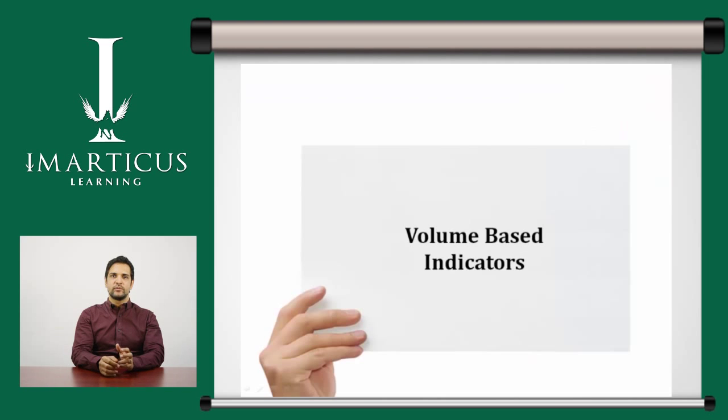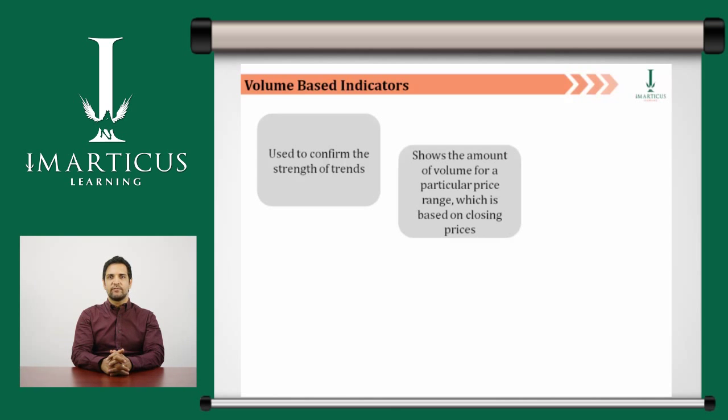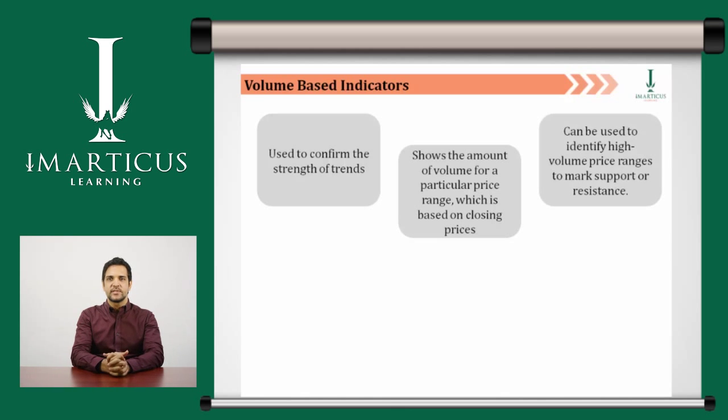Next, we come to volume-based indicators. Volume-based indicators are used to confirm the strength of trends. They indicate the amount of volume for a particular price range, which is based on the closing prices. By combining the volumes and the closing prices, this indicator can be used to identify high volume price ranges to mark support or resistance.